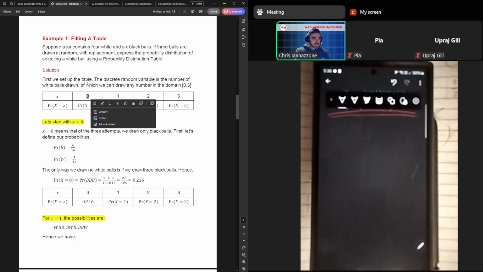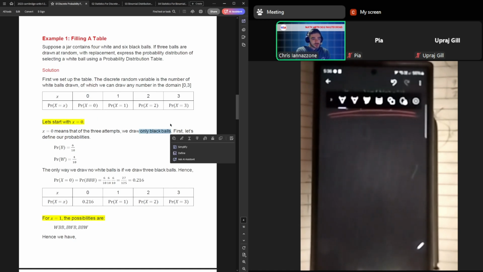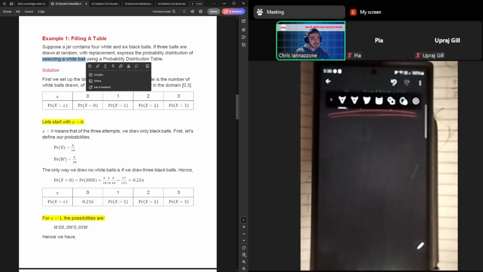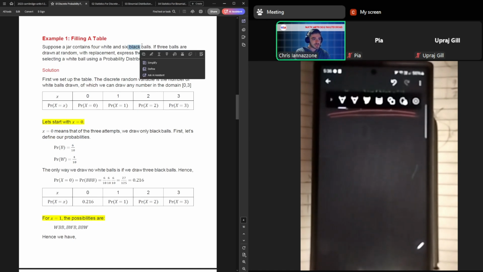So little x being 0 would specifically mean only drawing black balls, because remember, this has to be, or at least it was told to be, created around selecting a white ball. First, let's figure out the probabilities of drawing each of those. There's 4 white and 6 black, a total of 10. So 4 out of 10 is the probability of white, and 6 out of 10 is the probability of black.